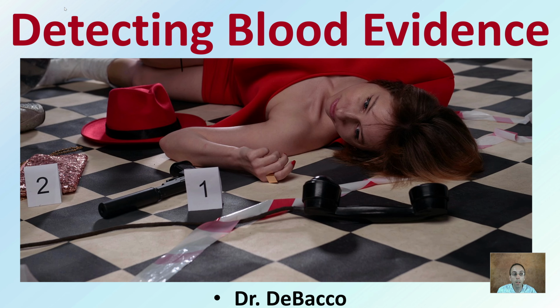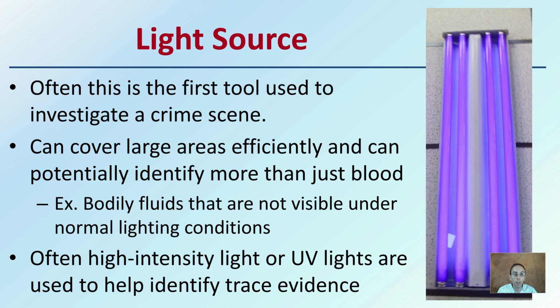This is often the first tool used to investigate a crime scene. Why? Because it can cover a large area efficiently. It can identify more than just blood. Bodily fluids can be identified that would not be visible under normal lighting conditions. Also, fingerprints might be able to be seen under these artificial light sources. These artificial light sources are typically high-intensity light or UV light used to help identify this trace evidence at a scene.